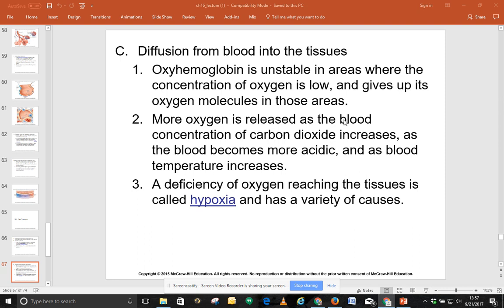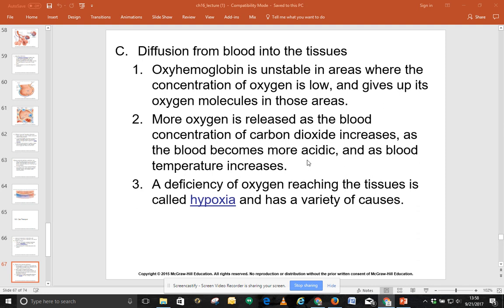More oxygen is released as the blood concentration of carbon dioxide increases, as the blood becomes more acidic, and as the blood temperature increases. So more oxygen is going to be released from the hemoglobin if carbon dioxide increases. This is in the blood system. As the blood becomes more acidic, and as the blood temperature increases. Now, I'm not sure we're going to talk about it today or in this class, but in respiratory, there's a whole calculation we can do for changes. That's called the oxygen dissociation curve, but probably doesn't mean a whole lot to you.